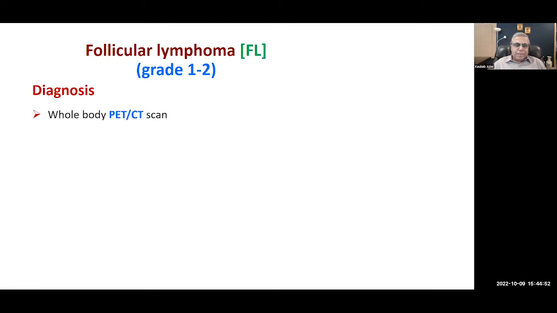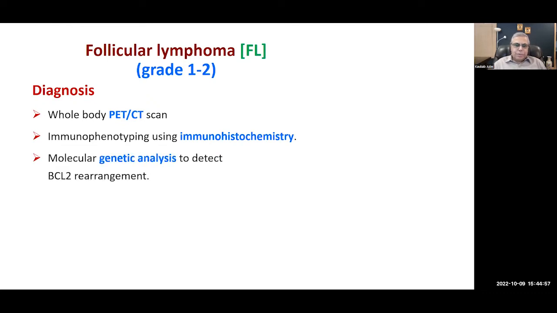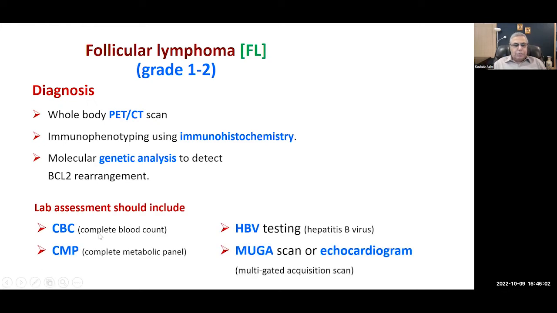Diagnosis: PET or CT scan, immunophenotyping or immunohistochemistry, genetic analysis. We have seen these biomarkers. You have to do a complete blood count, hepatitis B virus testing, a complete metabolic panel, and a MUGA scan or an echocardiogram, because you have to look at the condition of the heart. Why? Because of doxorubicin. We have doxorubicin in the regimen, which is most commonly used, and we have to know the condition of the heart especially.